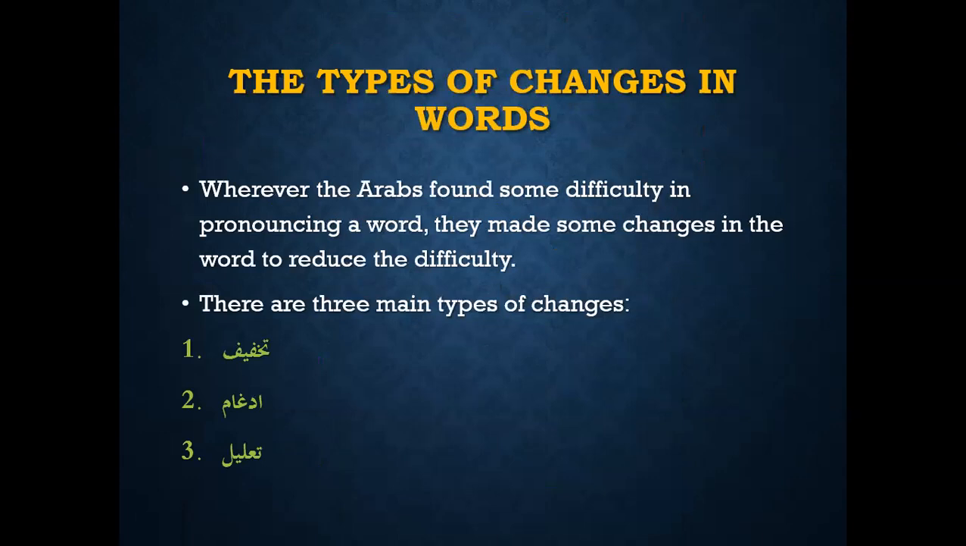So what would happen? Obviously they are defective, so Arabs would not want to keep them like this. They try to apply certain rules to simplify it, to make it easy to pronounce. So it becomes easy upon the Arabic speaking people to pronounce these letters. Whenever they find any difficulty, they would just make some changes. So there are mainly three types of change. They do either takhfif, which happens in hamza, idgham, which happens in muda'af, and ta'lil, which happens in harful illa. We'll cover that in detail over several weeks, so don't worry about that.